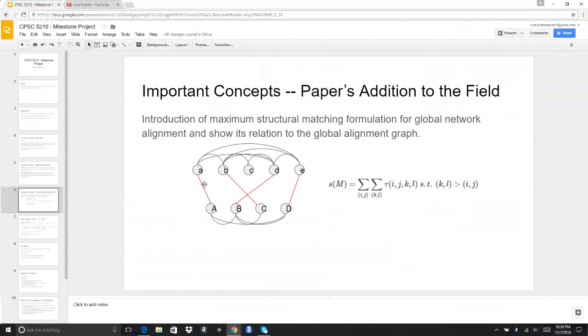So another important concept is the paper's addition to the field, and we'll talk about scoring functions in a few slides: the introduction of a maximum structural matching formulation for global network alignment, and showing its relation to the global alignment graph. So that's quite a bit to say. Here is the score for matching. What it's saying is it's going to look over an edge in graph 1 and all edges in graph 2 and determine if they're realized. If they're realized, they get a score of 1, and if they're unrealized, they get a score of 0.